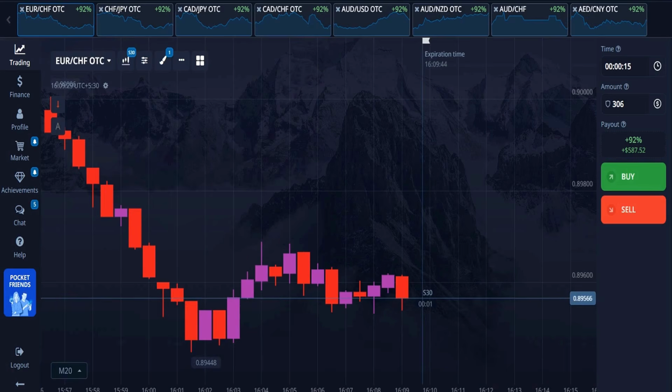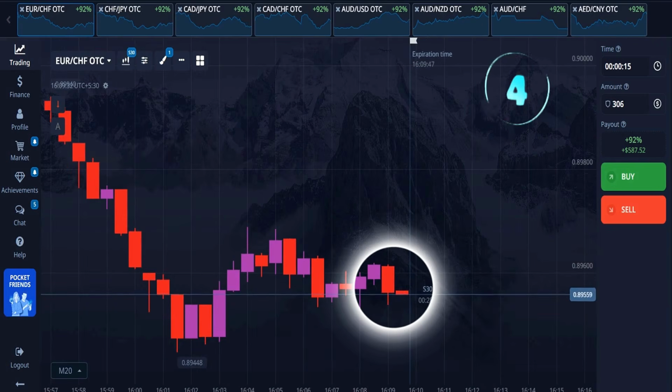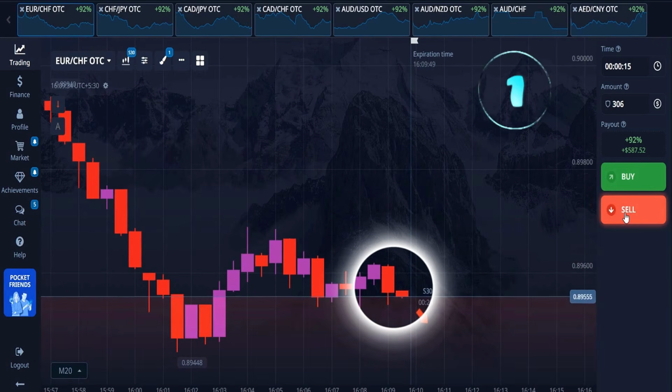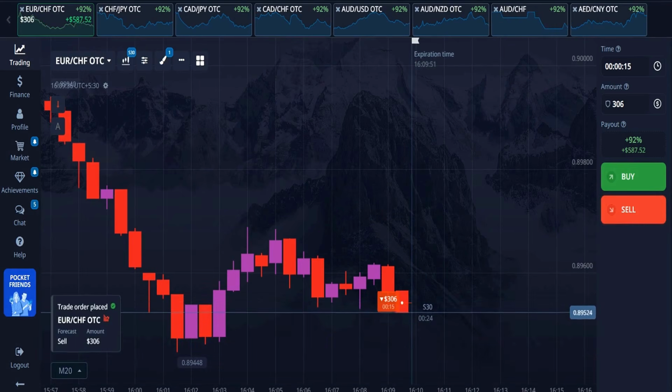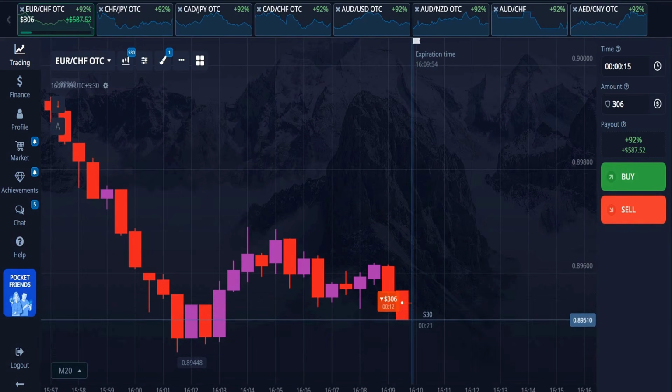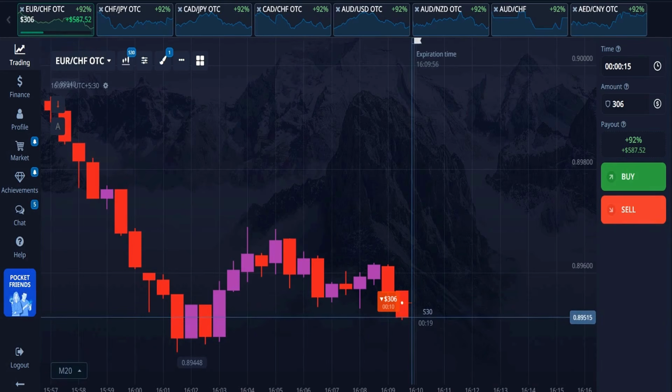Buy signal: price pushes up quickly in the first 5 seconds. Clear and strong movement, take a buy trade immediately. Sell signal: price drops fast in the first 5 seconds. Clean and smooth downtrend, take a sell trade immediately.